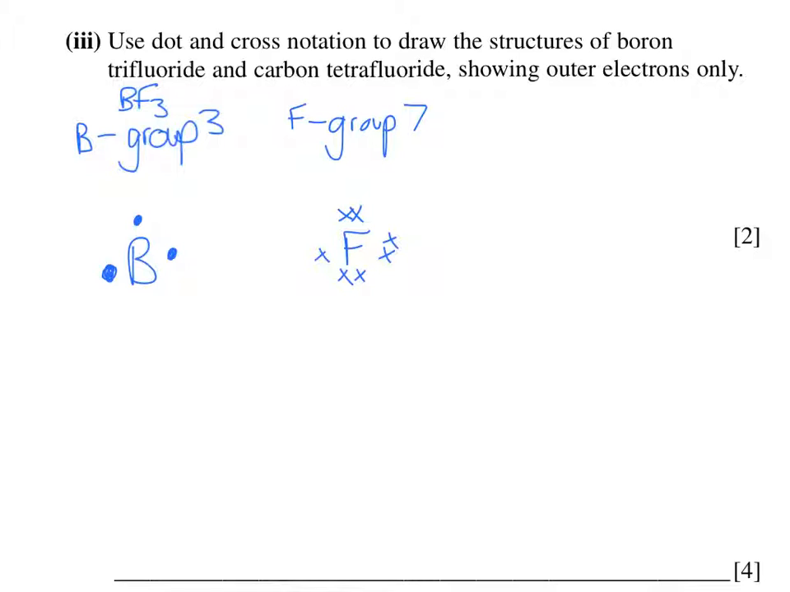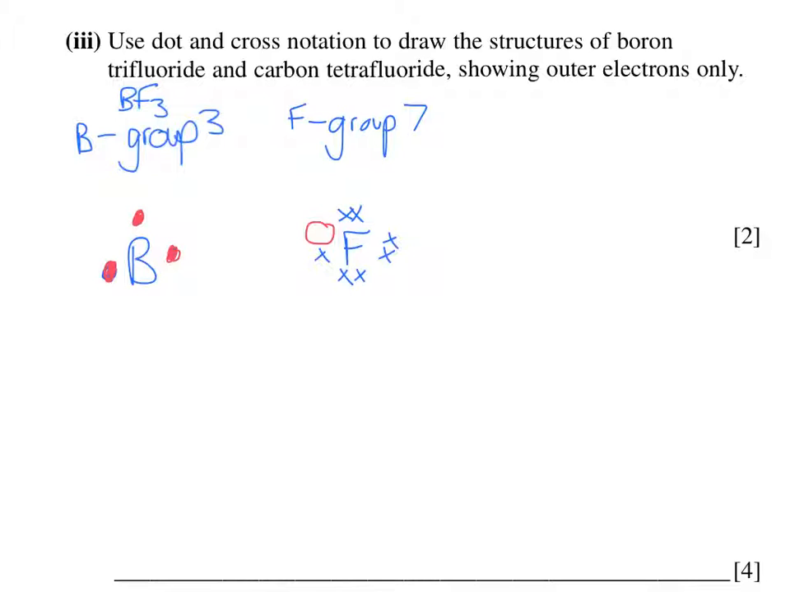Okay, but we have 3 fluorines, and each fluorine has space for 1 more electron here. It needs 1 more electron here. And so it will get it from each of these boron electrons. Boron will share 1 electron with each fluorine.